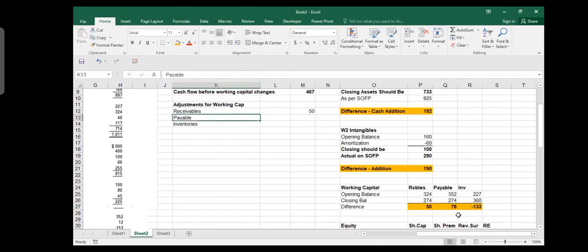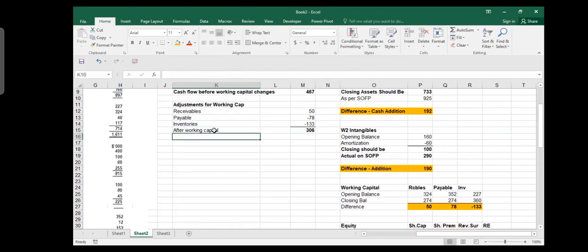Then you come to payables. Your payables are decreasing, which means that you are paying money to your suppliers, you will have less cash. If you talk about inventories, your inventories are increasing, which means that when inventories go up, your cash goes down. So you do 133. And now when you make a total of these numbers, it gives you 306. This number is also our one benchmark number. And you call it after working capital.